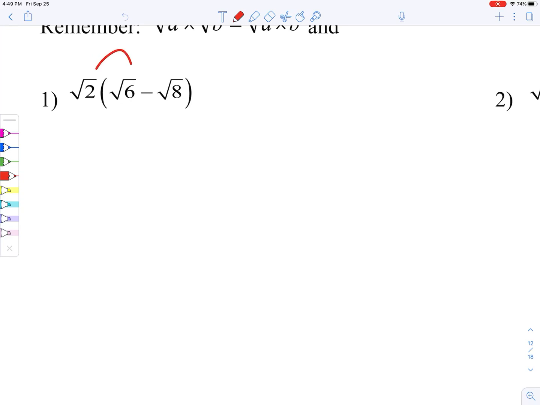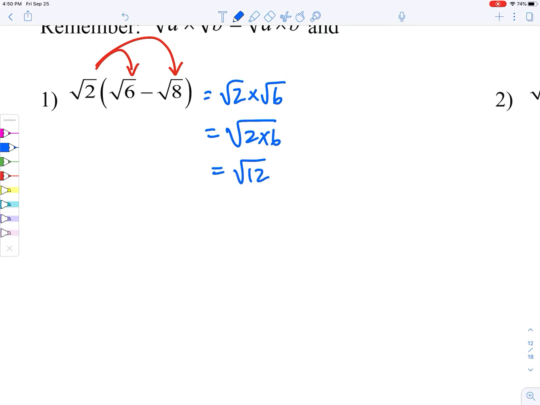Question 1, I've got root 2 that needs to be distributed onto root 6 and then on minus root 8. So if we were to write this out, we would get root 2 times root 6, or you could write it as root 2 times 6. Either way, you're going to get root 12. That's going to be subtracted by root 2 times root 8, which is root 2 times 8, which is root 16. And now we have to simplify.